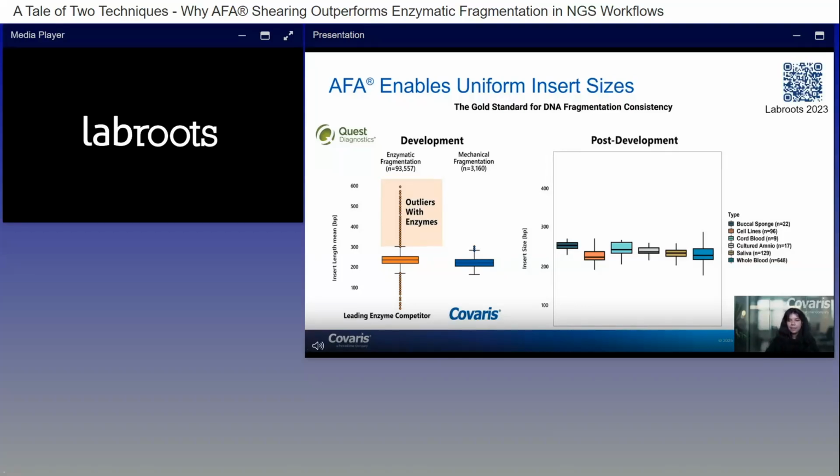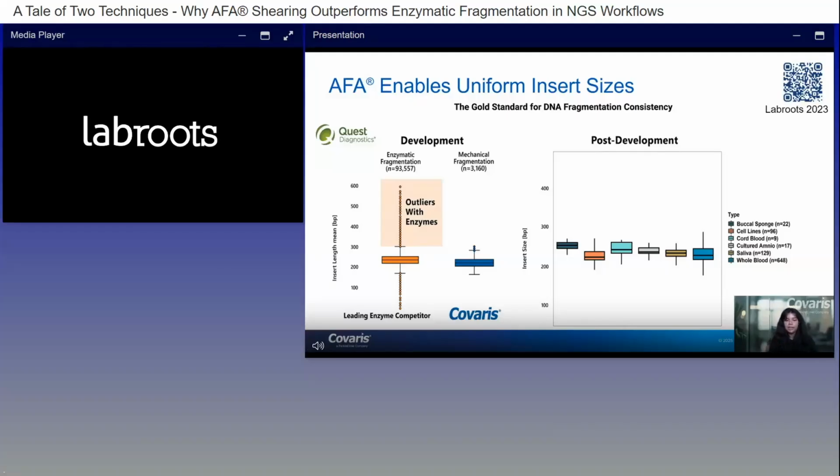Here we have data that's been discussed previously in another LabRoots webinar with Quest Diagnostics. If you're interested in taking a closer look, you can utilize that QR code in the corner. But let's take a look at some of this data. In the first figure here, we have a look at the average insert sizes for libraries sheared using enzymatic fragmentation as opposed to Covaris ultrasonication.